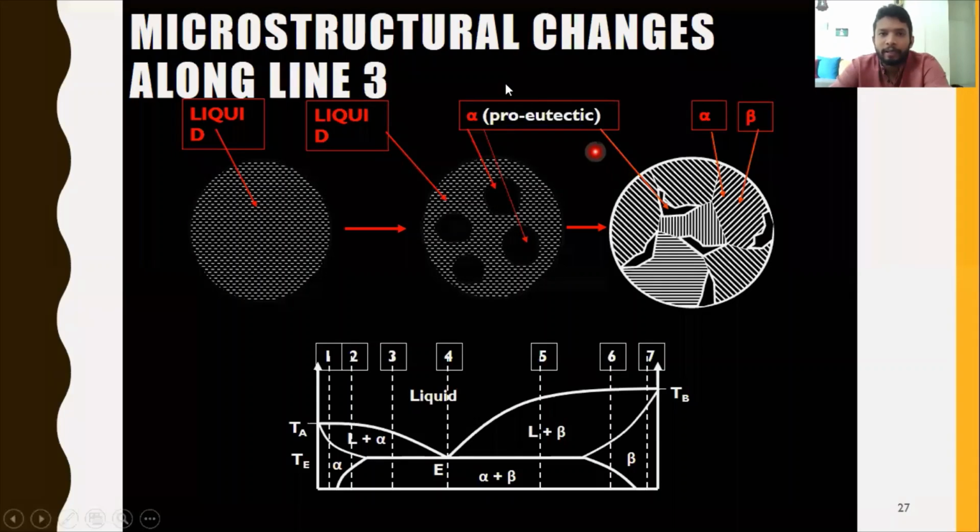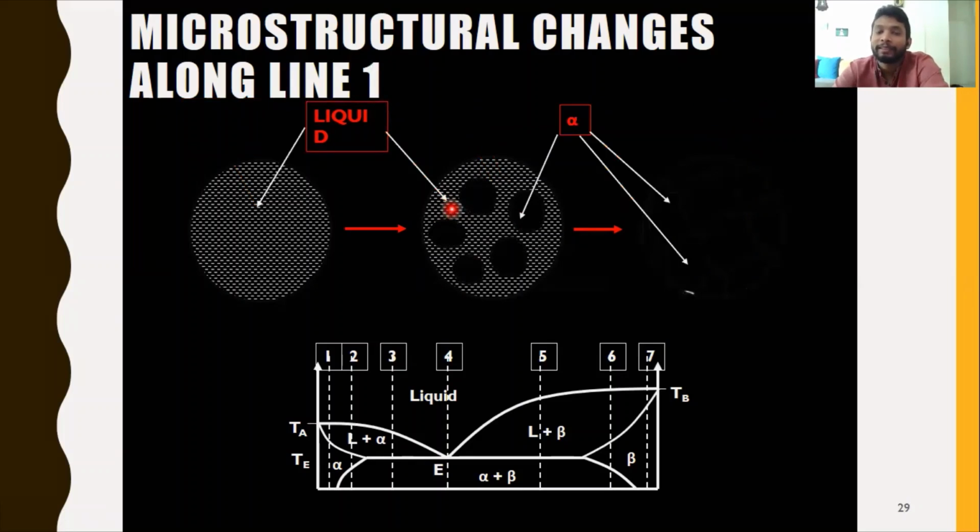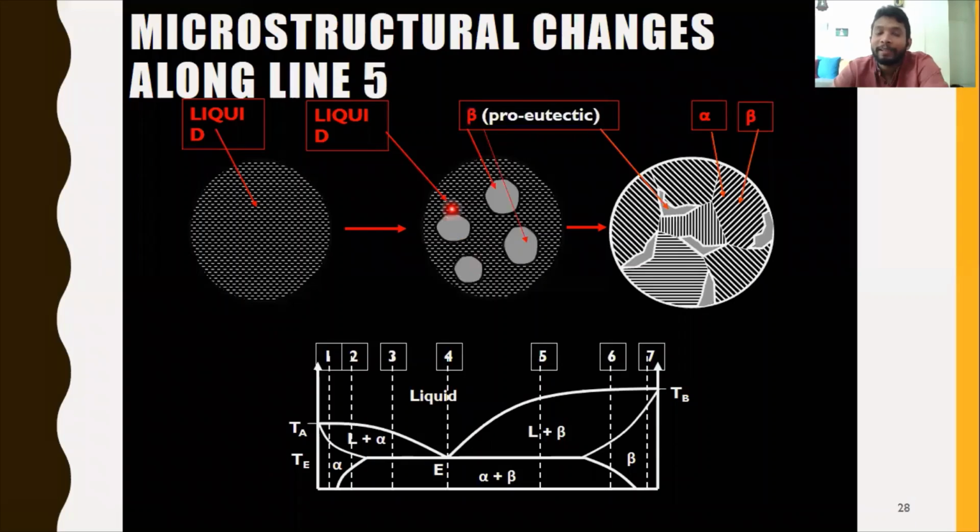Now, when it comes to the next line, here is the mirror image of lines 1 and 3. I have put it in a different color, so you understand what it is actually. Here, same thing, line 5 and line 3 are mirror images, and the only difference is alpha and beta.